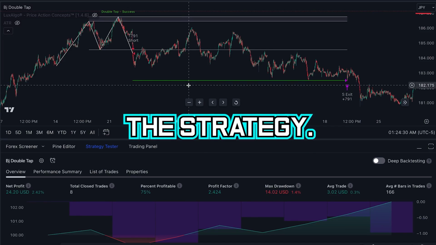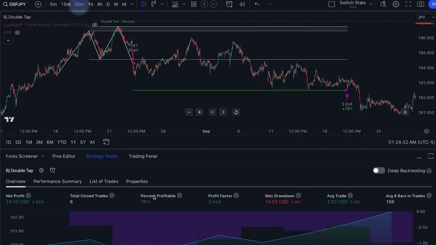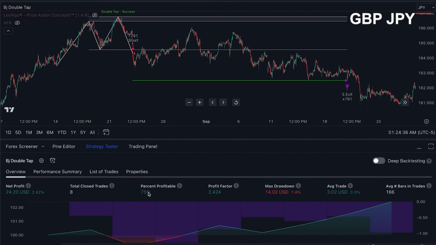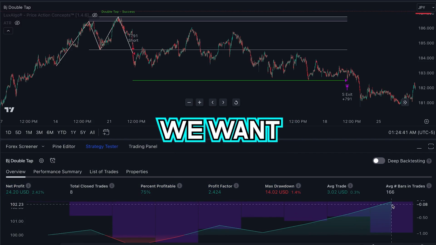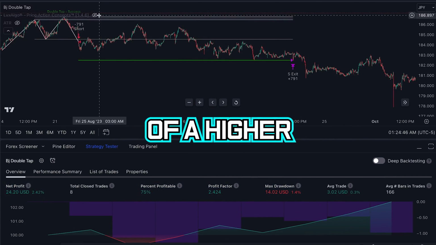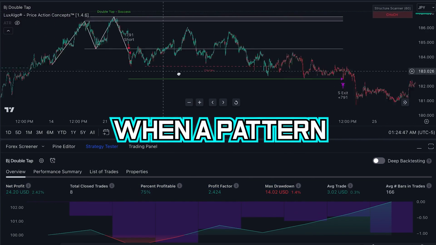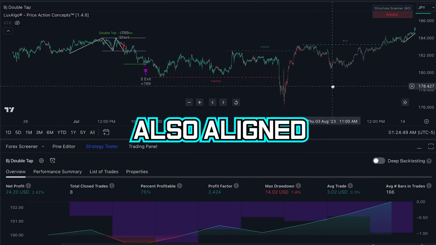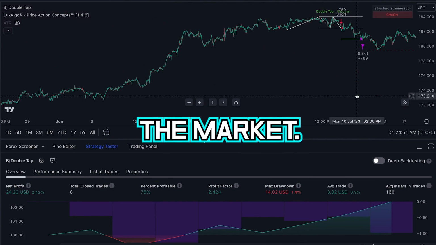Here is the strategy. First, we want to ensure we are on the 30 minutes time frame, and we want to find an asset that is currently showing good performance with the double tap indicator. Once found, we want to enable the Price Action Concepts indicator to see market structure of a higher time frame to ensure when a pattern is detected, the pattern is also aligned with the overall trend of the market.